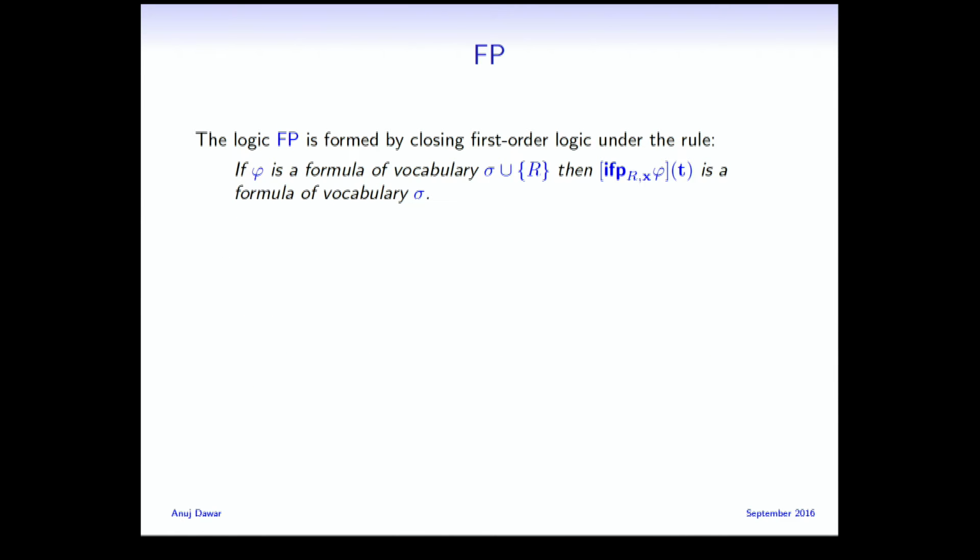And so we form the logic of inflationary fixed points, which I'll just call FP, by adding an operator which allows you to define this relation. So if you have a formula for vocabulary sigma union R, there's an operator IFP which binds the relation symbol R, and which basically defines the relation which is the inflationary fixed point, and then you can construct a formula which says some tuple is in that relation. Okay.